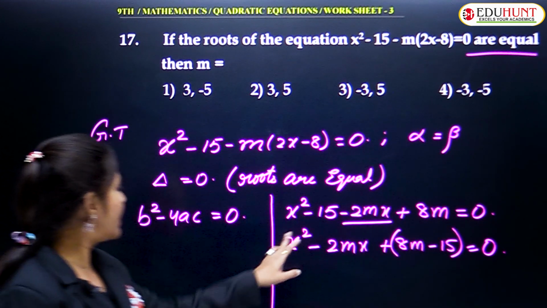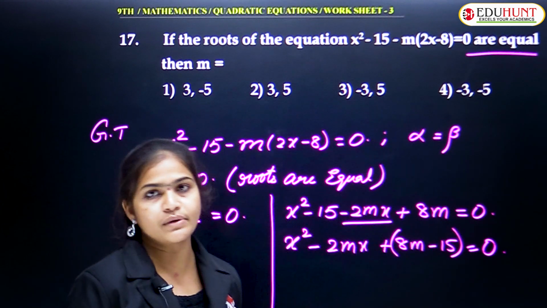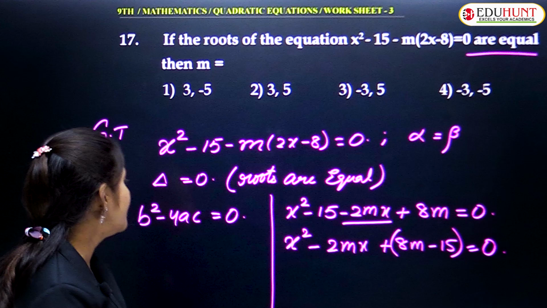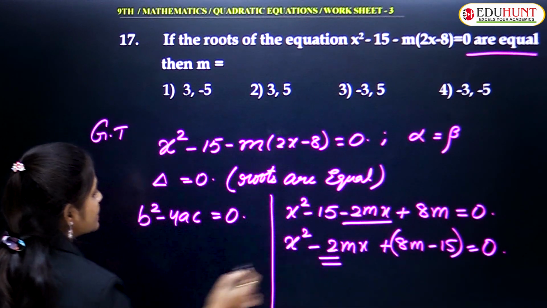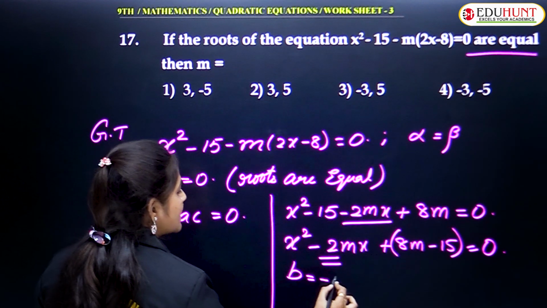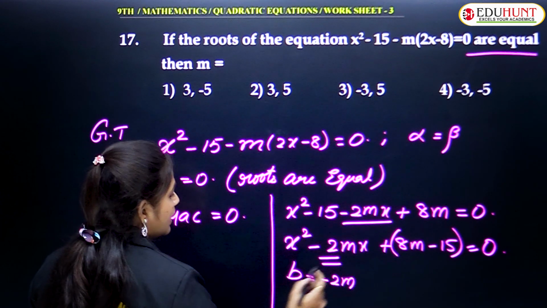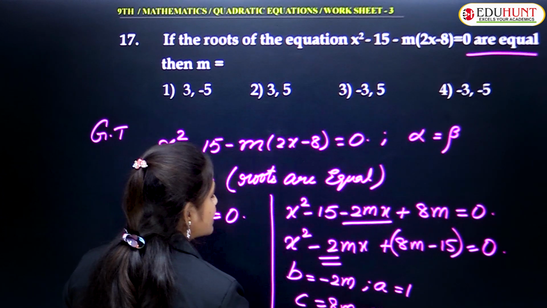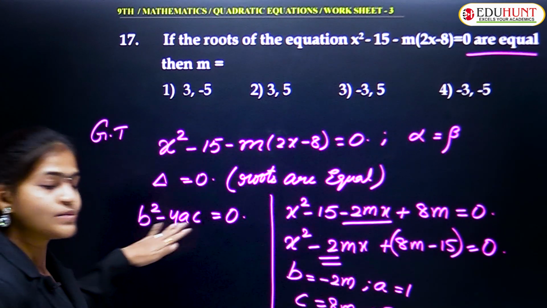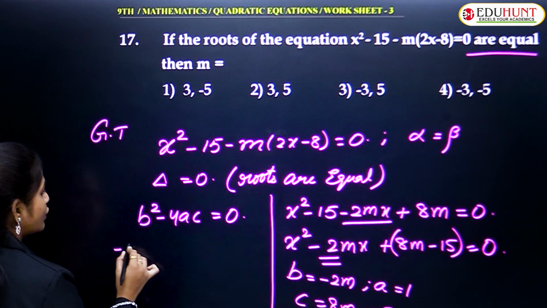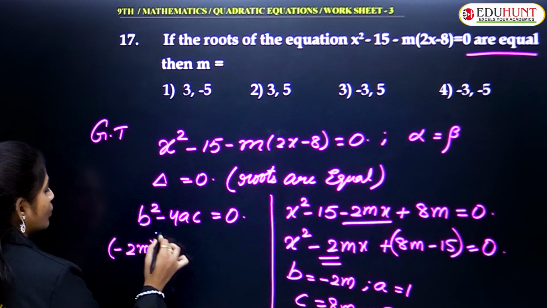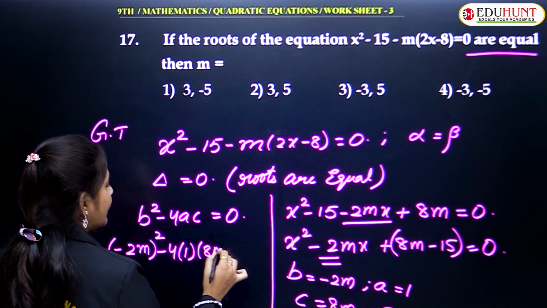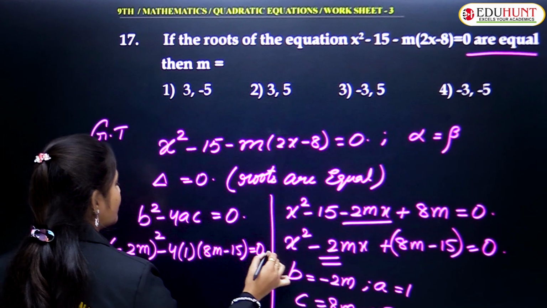Understand? Now here, ax square plus bx plus c is equal to 0. Now this is in the general form of the quadratic equation, right? So here b is equal to minus 2m, a is equal to 1, and c is equal to 8m minus 15. So substitute those values here. b square is minus 2m whole square, minus 4 into 1 into c, which is 8m minus 15, which is equal to 0.